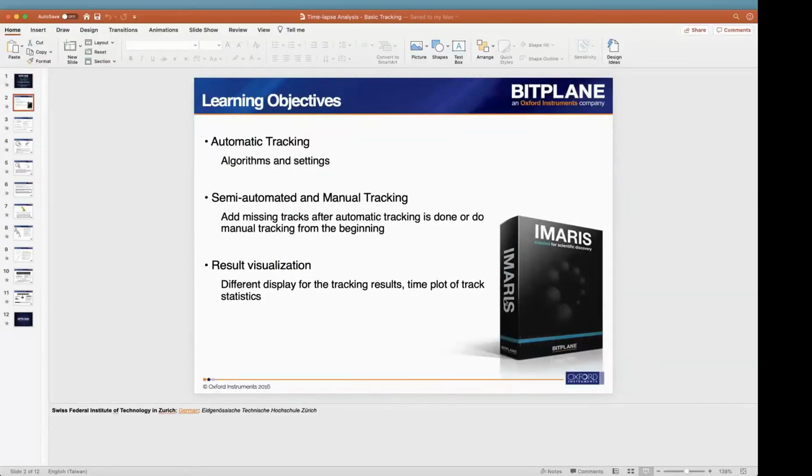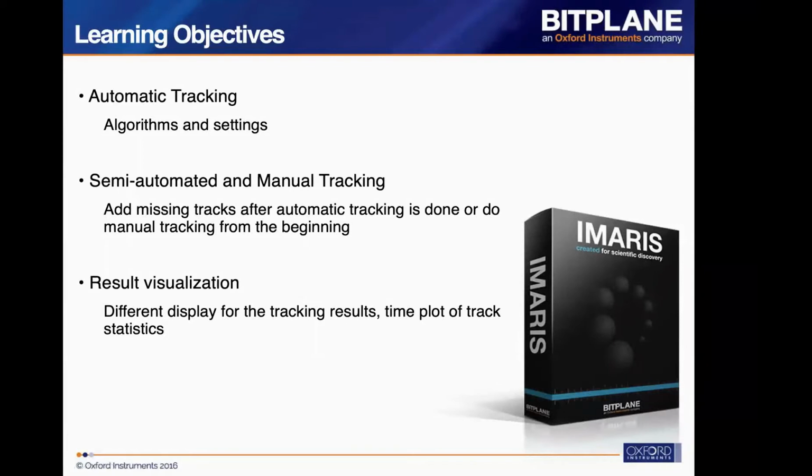So here are today's learning objectives. Today, I will show you mainly how to do the automatic tracking in Imaris. I will focus on the algorithms and the optimized settings for your tracking. Then I will also introduce the semi-automatic and manual tracking, which is how to add missing tracks after automatic tracking is done, or if you just do manual tracking from the very beginning. After the tracking, I will show you how to do the result visualization, which is about different displays for the tracking results and the time plot of track statistics. Yes, that is the topic we will cover today about the basic tracking.